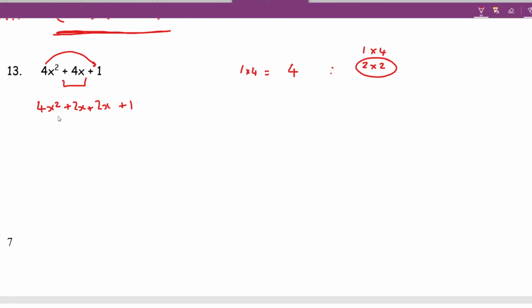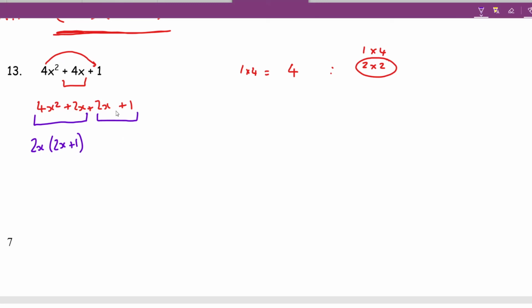Okay, so I've done that. Now what I'm going to do is factorize these two first and then factorize these two. Now what goes into both of these is 2x, so take the 2x which is common to both. 2x times what will give me 2x squared, so that's going to give me 2x, and 2x times what will give me 2x is just the 1. So that's done. Let's just check: 2x times 2x is 4x squared. 2x times 1 is 2x.